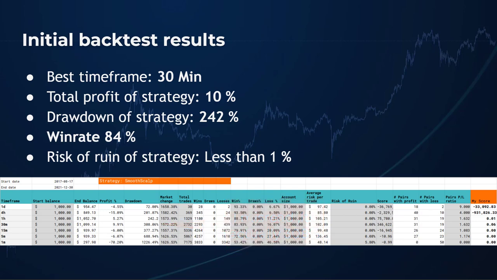But the win rate is very high, 84%. And with a risk of ruin with less than 1%, this strategy actually looks like something. However, the Smooth Scalp strategy is one of the few strategies that performed better on the lower time frames. And with the high win rate of 84%, it actually looks like something. But the measly 10%, as I said, over more than 2700 trades, looks a little bit disappointing. So yeah, I don't know what to say about this strategy at this point.